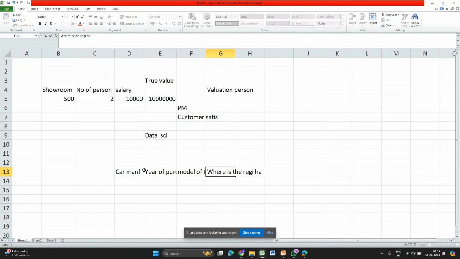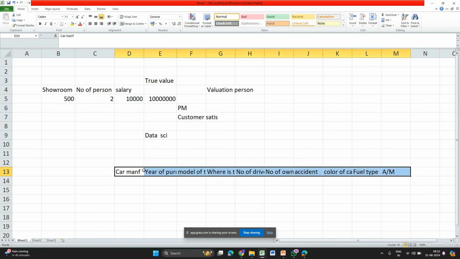So location, I mean to say, number of kilometers driven, number of owners, whether it is an accident car or accident free car. So don't you think these are the parameters? Color of a car, diesel or fuel type, automatic or a manual car? Don't you think all these are different parameters which are considered by the valuation person in deciding the car value? There might be more or less, company to company where you're working.